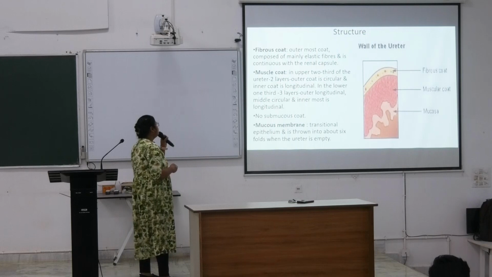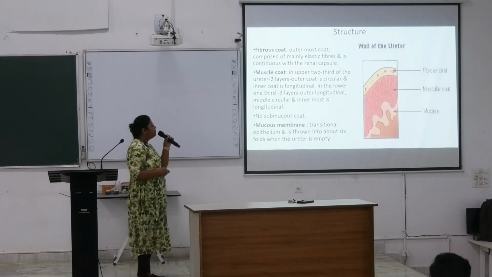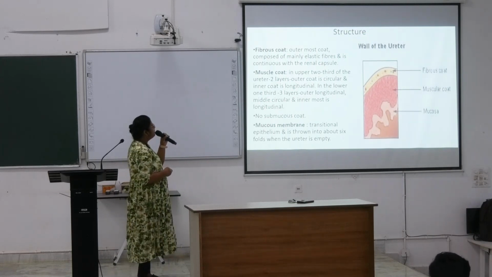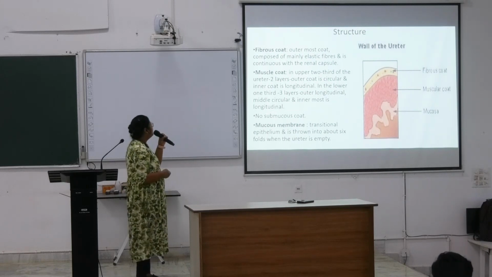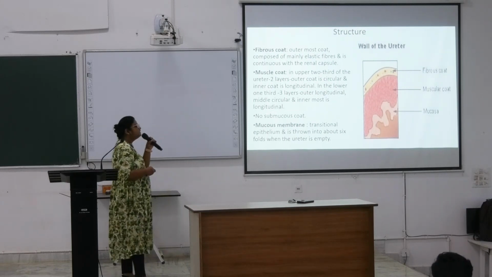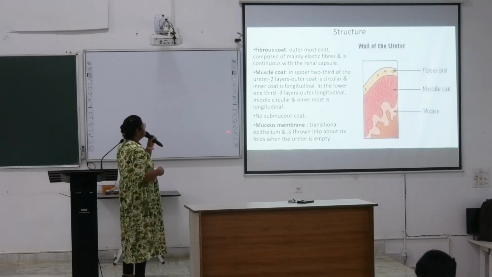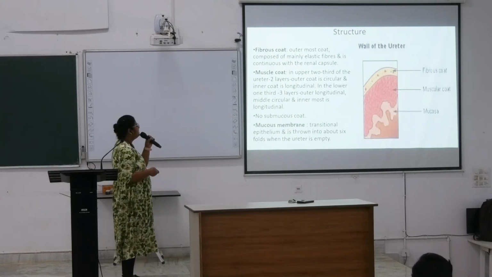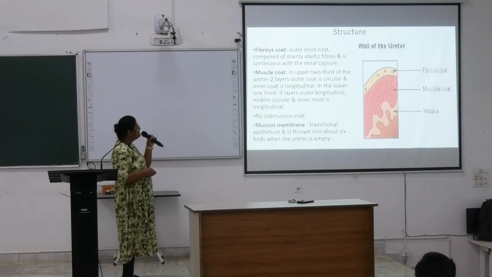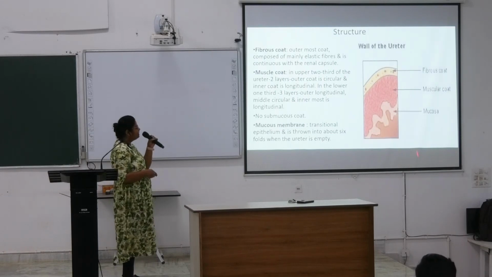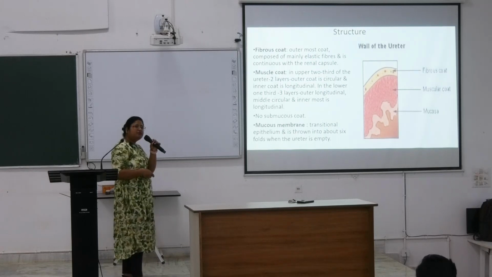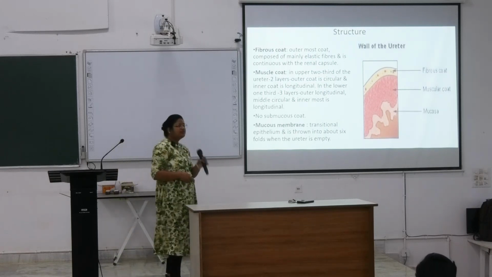One extra layer outside is added in the lower third: outer longitudinal, middle circular and innermost longitudinal. And no submucous coat is present in the ureter. That is also important. The mucous membrane is lined by transitional epithelium and is thrown into about 6 folds when the ureter is empty. See, these are the folds of the mucosa. That's why the lumen appears star-like, star-shaped lumen.